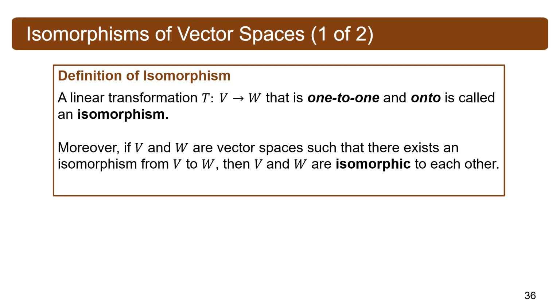What is an isomorphism? A linear transformation that is 1-to-1 and onto is called an isomorphism. Moreover, if V and W are vector spaces such that there exists an isomorphism from V to W, then V and W are isomorphic to each other. So in the previous slide, we see that there are transformations that are both 1-to-1 and onto. There were two, if you recall.